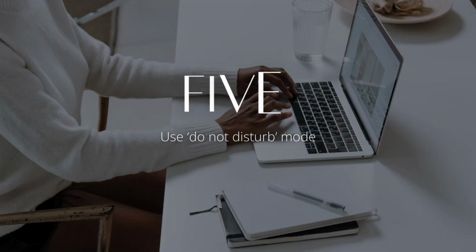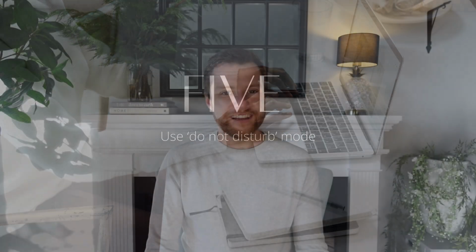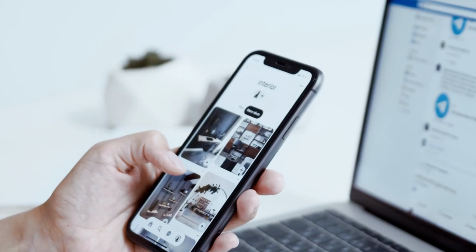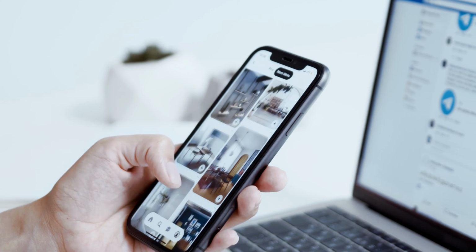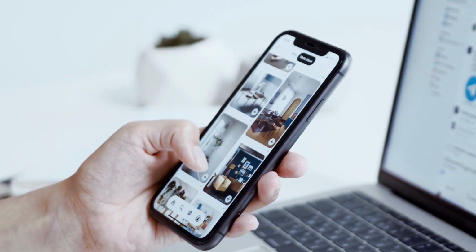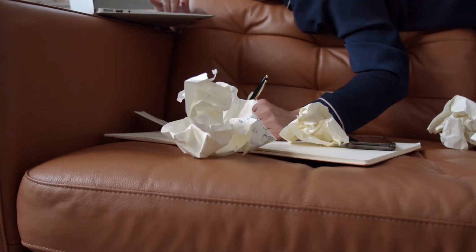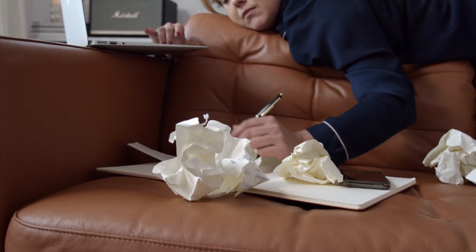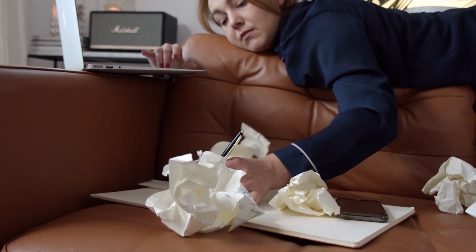Number 5, use Do Not Disturb. One of the biggest downsides of having such powerful devices at our beck and call is that it's always expected that we're online and always available. Gone are the days where if someone wanted to talk to you, they had to wait until you were available, even if it was the next day. This blurring of boundary lines even extends to our work lives, where our employers can contact us at any hour of the day and expect a response.